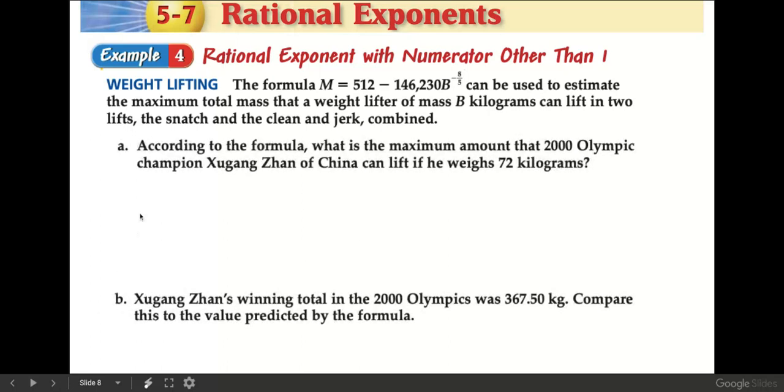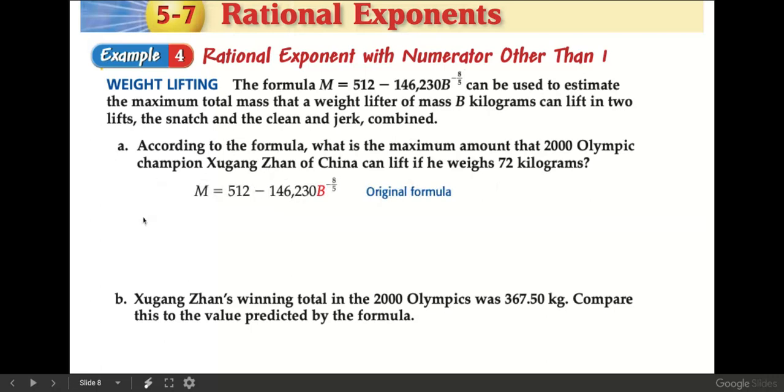In part A, it says, according to the formula, what is the maximum amount that 2000 Olympic champion Zhuang Zhan of China can lift if he weighs 72 kilograms? And part B says, Zhuang Zhan's winning total in the 2000 Olympics was 367.50 kilograms. Compare this to the value predicted by the formula. So let's take the formula and input our data here.